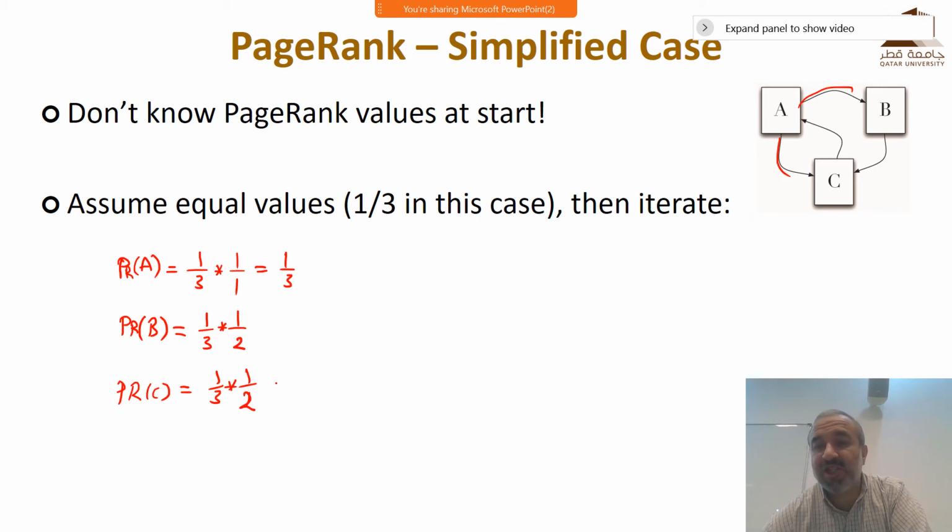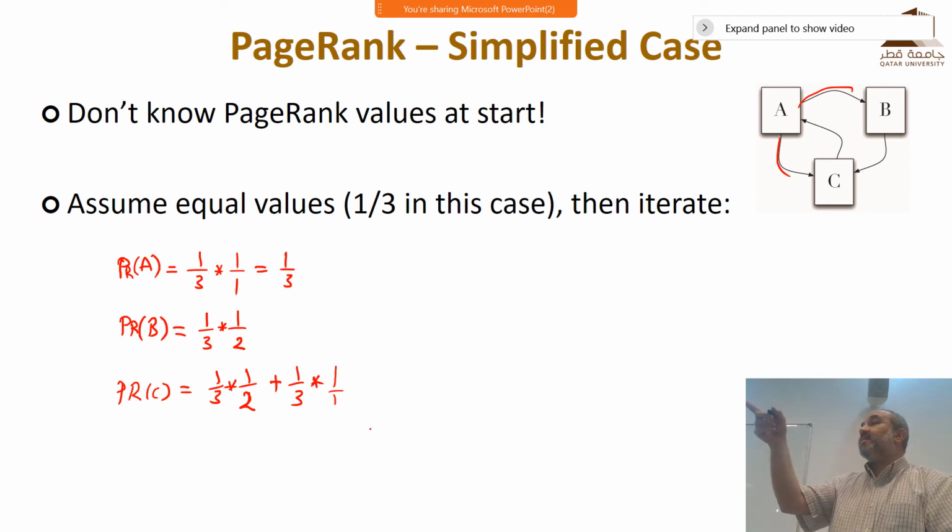No, because we can reach C from B also. So it will be PageRank of B, which is 1 over 3 now, times... So now we are talking about B, right? B going to C only, so it will be 1 over 1. PageRank of A didn't change. PageRank of B changed. PageRank of C changed.